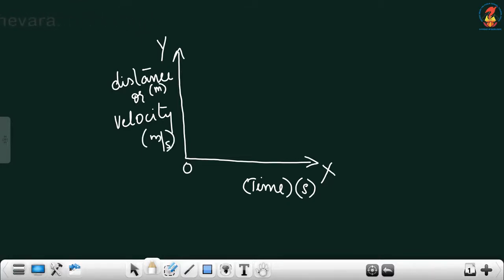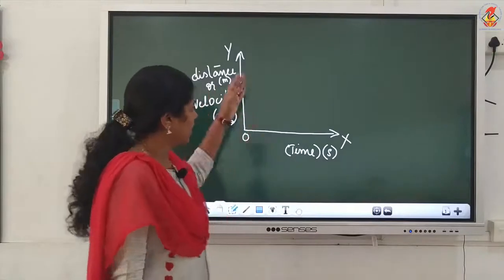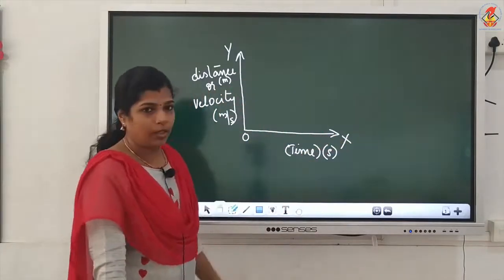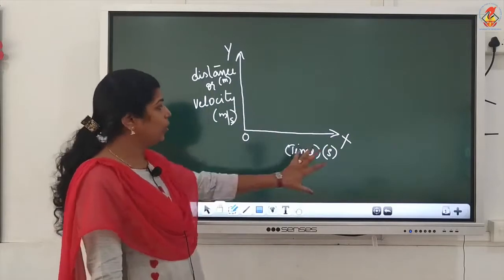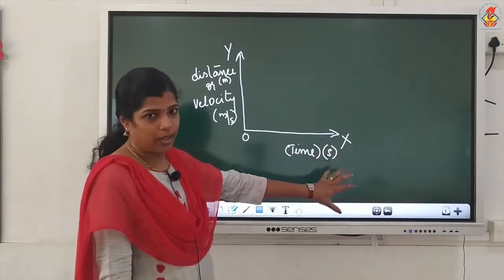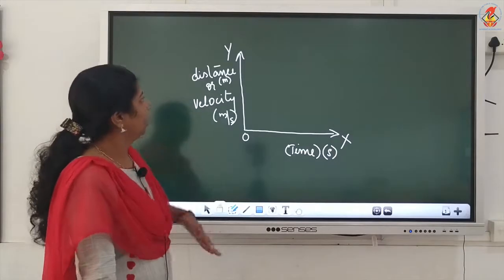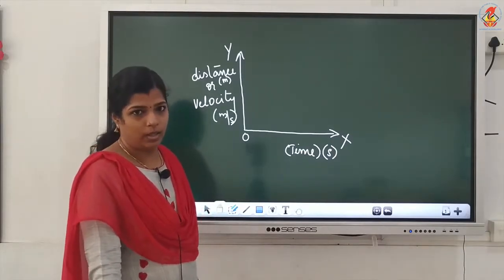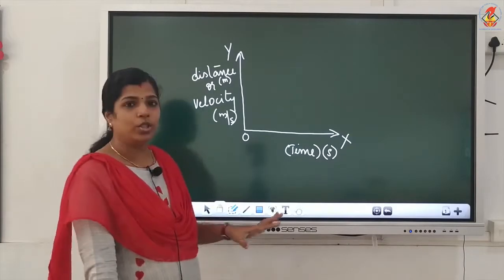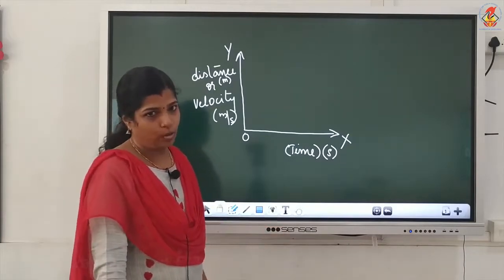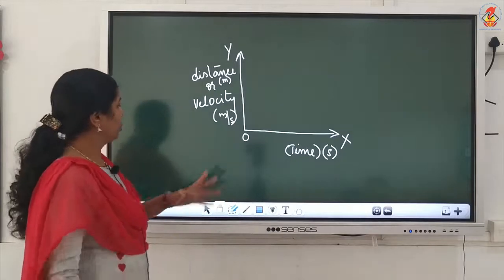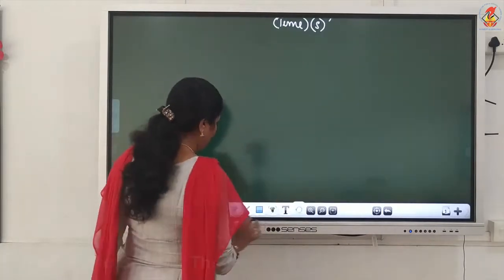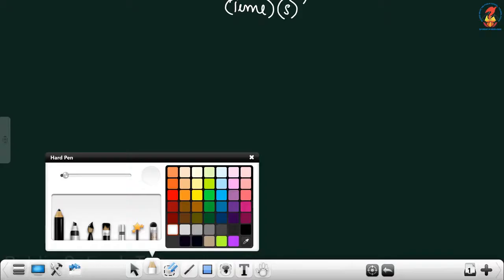Okay. So two axes are there, x axis and y axis. Along the x axis we will represent time and its SI unit is written in brackets. Along the y axis we will represent either distance or velocity, according to which type of graph we need to draw. So first we need to draw the distance time graph.